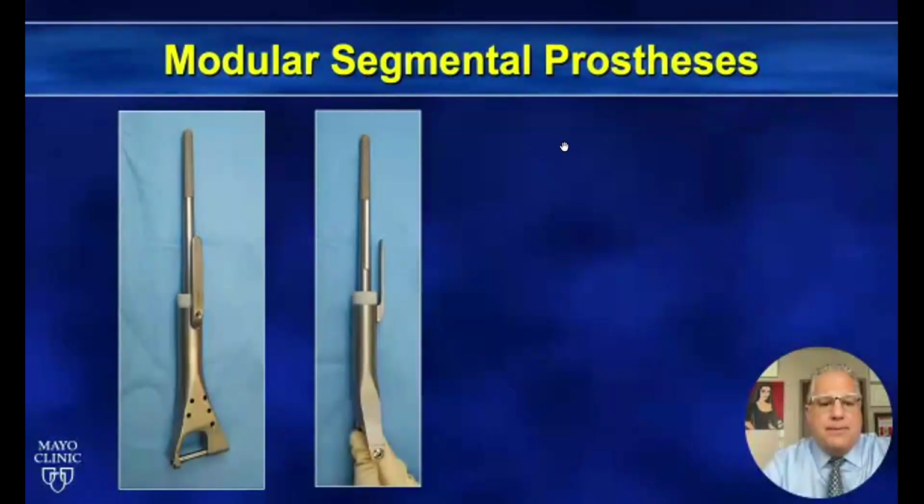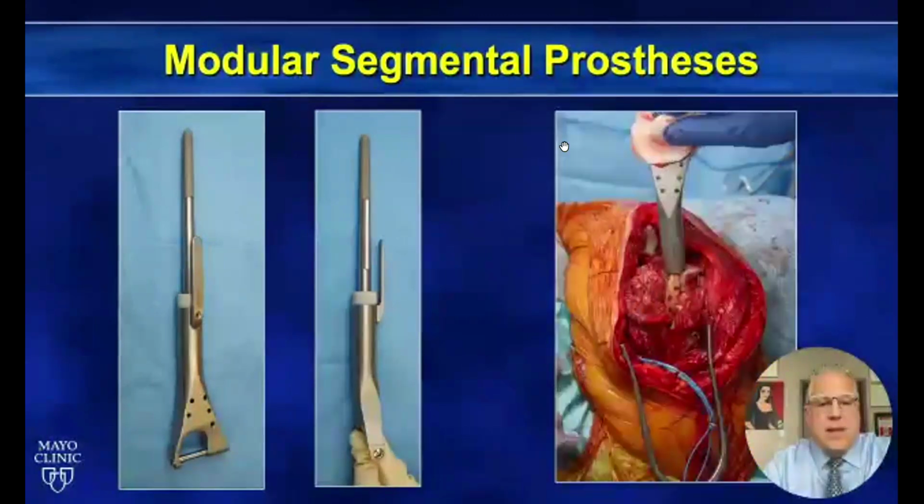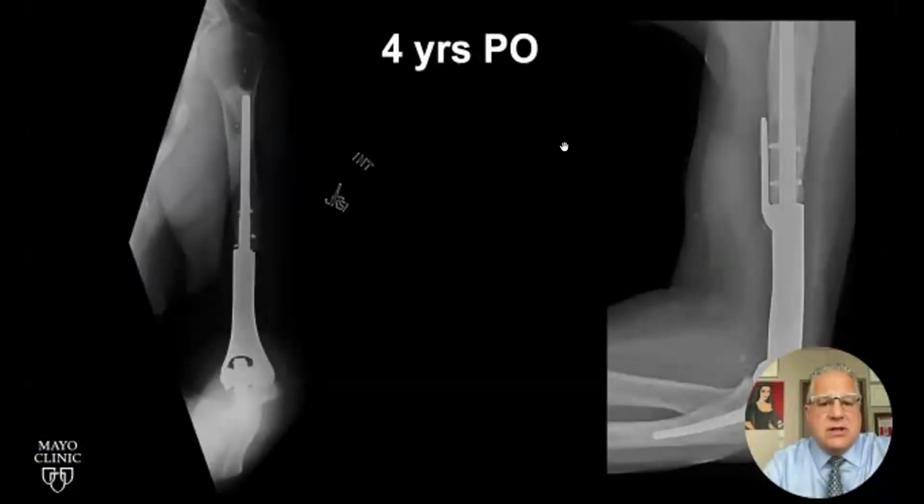This is one example from my practice where we manufacture the component with features in the stem to provide rotational stability in the cement mantle as well as an anterior flange. And 4 years after implantation, this patient is still doing well clinically and radiographically.